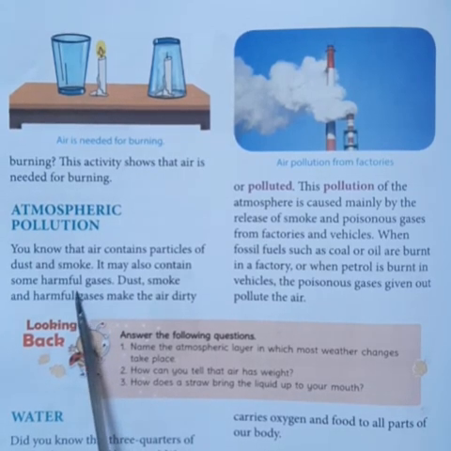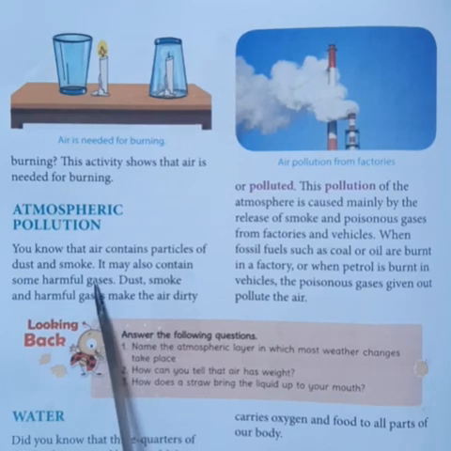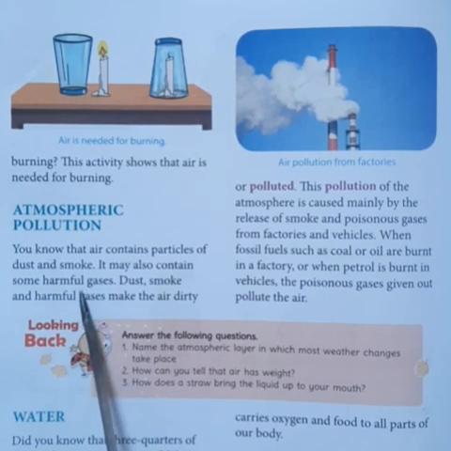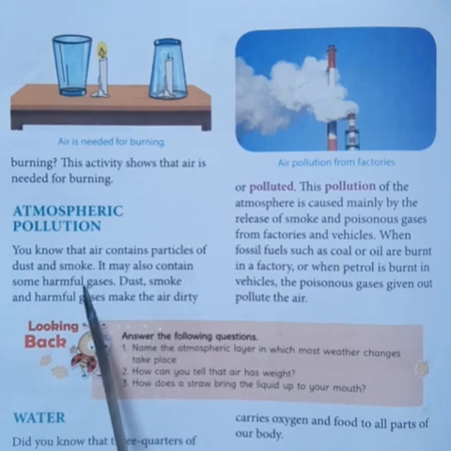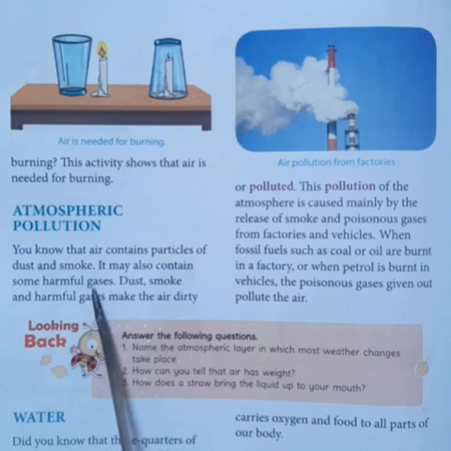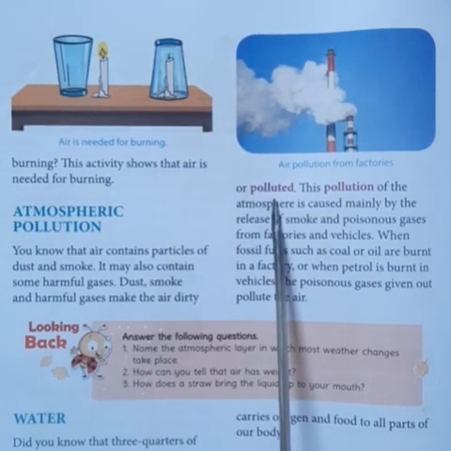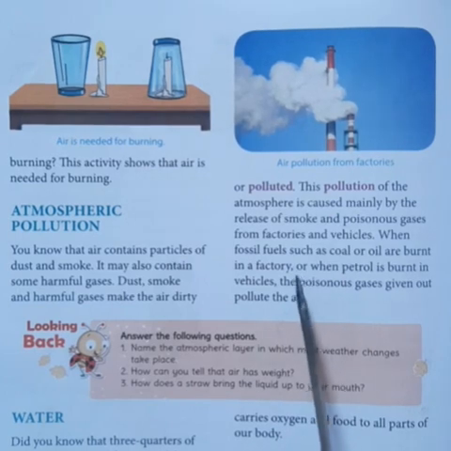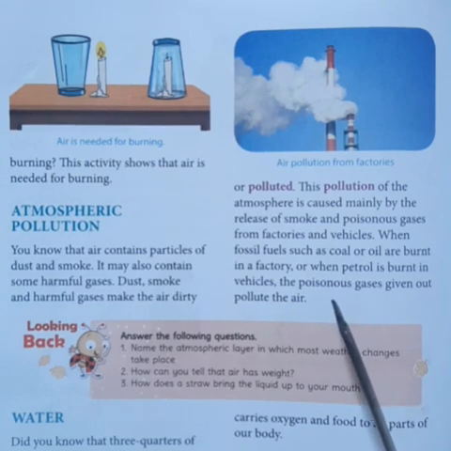From where do the harmful gases come? Of course, it may be from burning of things like plastics, or it may be from the factories or vehicles, isn't it, children? The smoke comes out when fuels are burnt, like petrol and diesel. It is seen in vehicles. Vehicles release harmful gases into the atmosphere. Harmful gases are let out into the atmosphere from the factories also. So, these harmful gases make the air dirty or polluted and cause air pollution or atmospheric pollution. When fossil fuels, as I said, coal or oil are burnt in factories, or when petrol is burnt in vehicles, poisonous gases are also released into the atmosphere, causing pollution.